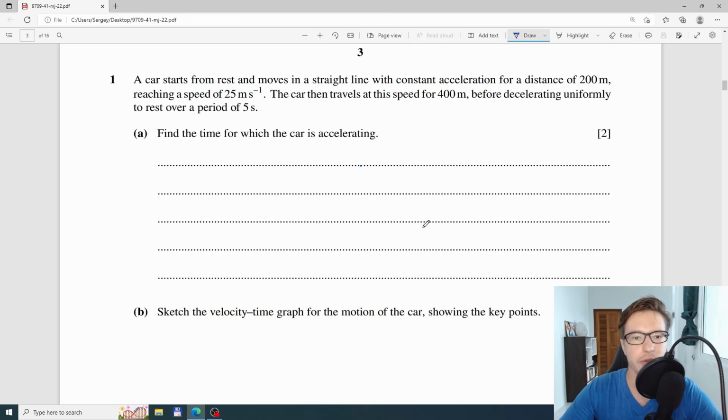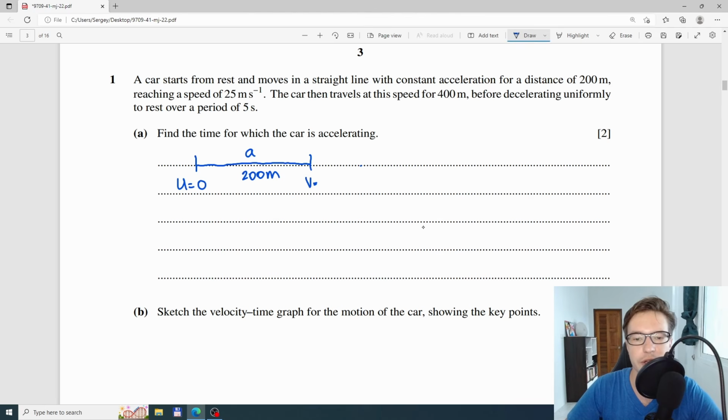The question is about SUVAT equations, and before I start solving it, I'm going to draw a diagram to have a better understanding of what's going on. Okay, so the car is moving on a straight line. It starts from rest, so initial velocity equals 0. And it moves on a straight line with a constant acceleration, so a is constant, for the distance of 200 meters, reaching the speed of 25 meters per second.